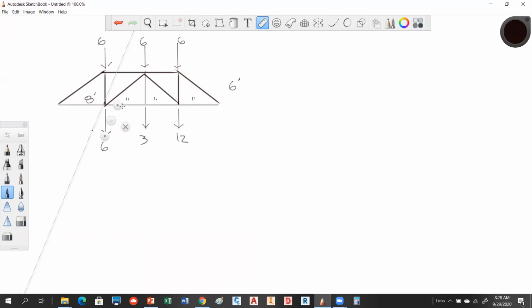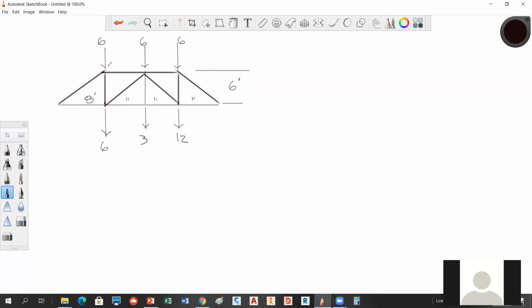Let me get that drawn up. So 6 feet here to here. Okay, everybody get the idea? Yeah. Okay, so let's put some reactions in here. So we're going to say that we have a roller on the right side and a pin on the left.